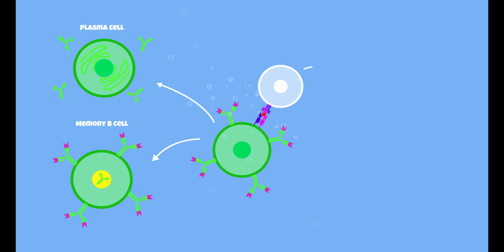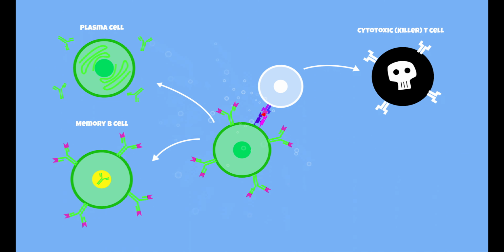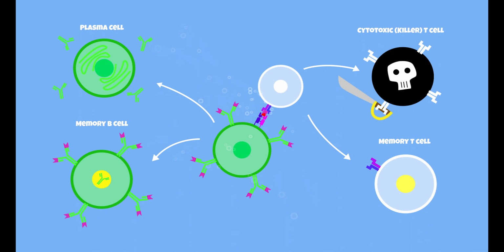The T cell divides into cytotoxic or killer T cells, which will find and kill our infected cells, and memory T cells, which remember that antigen, similar to the memory B cells. The next time that virus tries to infect the body, the immune system is ready and it meets a nearly unstoppable force.